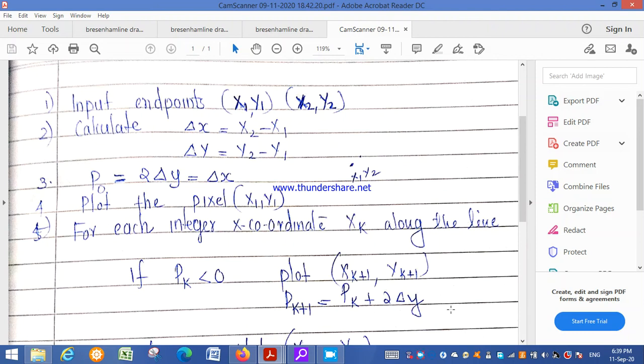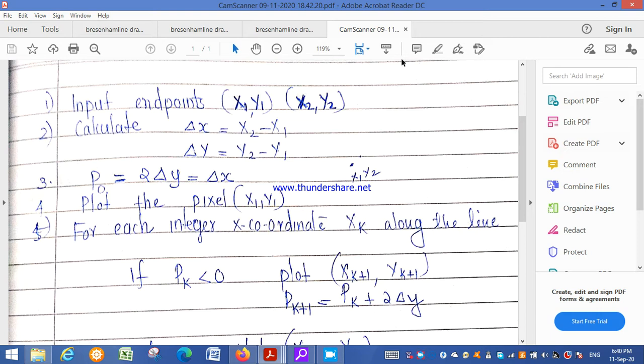Explaining about Bresenham's line drawing algorithm. In the last class, we explained about the DDA line drawing algorithm, and I solved one example using it. Today, I am explaining about Bresenham's line drawing algorithm and also how the derivation of this algorithm works. So before going to the derivation, first I explain the algorithm. After that, I will go to the derivation.